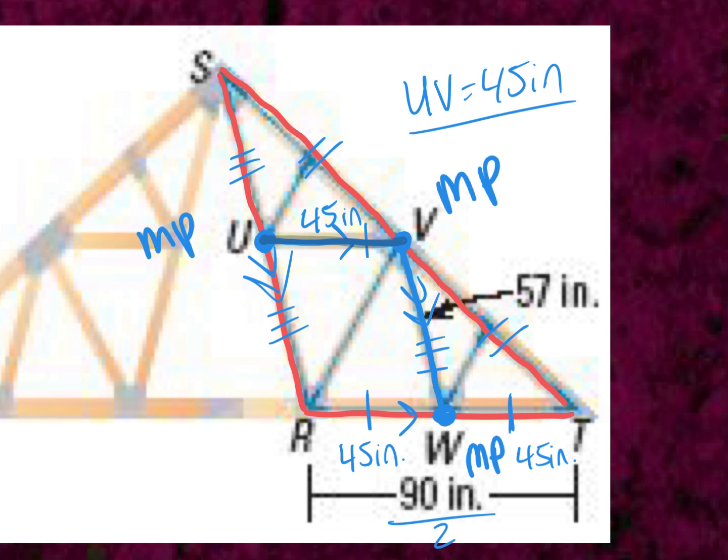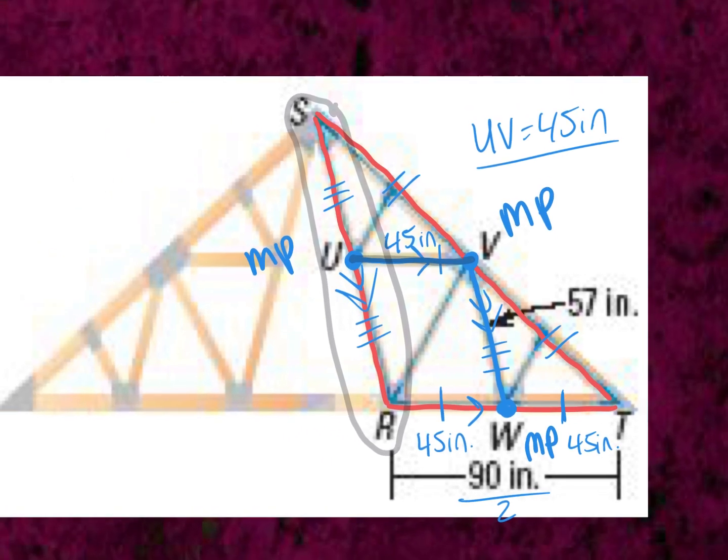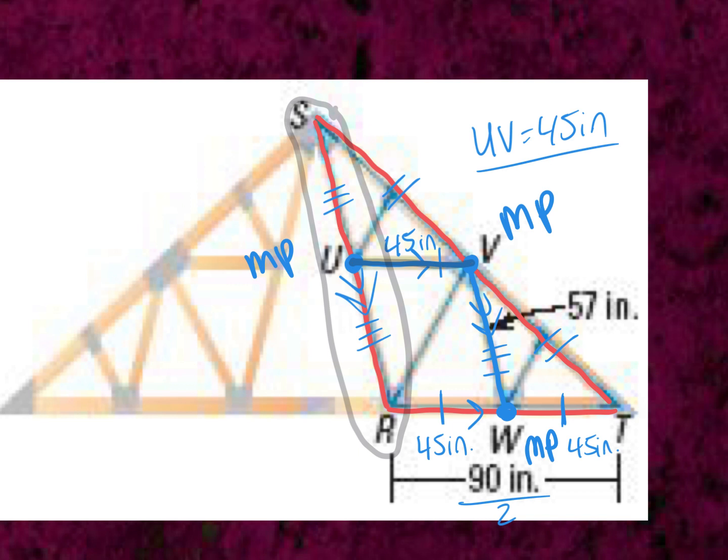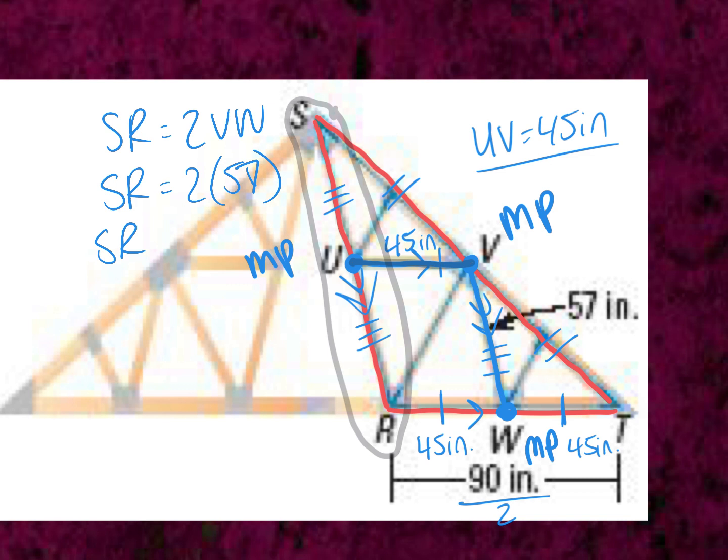The second part of this problem was asking us to find SR. How would SR relate to VW? Jaden? It's twice the size of VW. Very good. So SR is going to be 2 times whatever VW was. And we know that VW is 57. So if we take 57 and we multiply it by 2, that'll give us SR. So SR equals 114. What were the units? Inches.